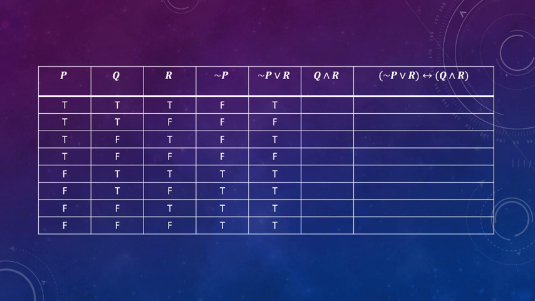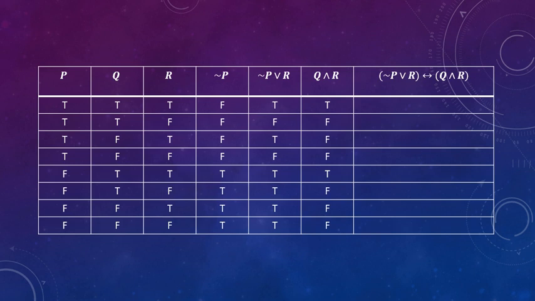For our next column, Q and R, we're taking the conjunction of those 2 columns there. When they're both true, the conjunction is true. Otherwise, it's false. So true and a true gives me a true. True and a false. False and a true. False and a false. T, F, F, F for the first 4 rows. And then we're going to have the same sequence of values. True, false, false, false. So there's our 6th column here. Now we have the last column to fill in. Not P or R, if and only if Q and R.